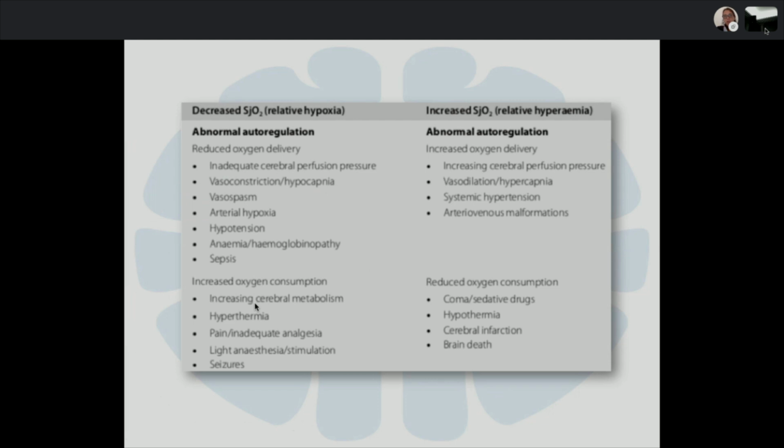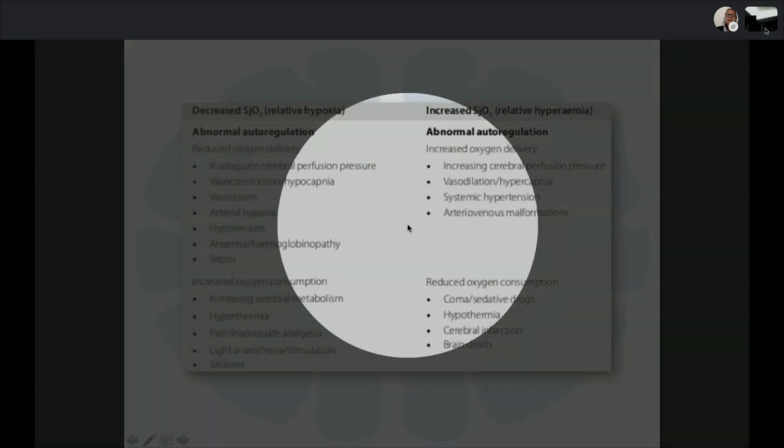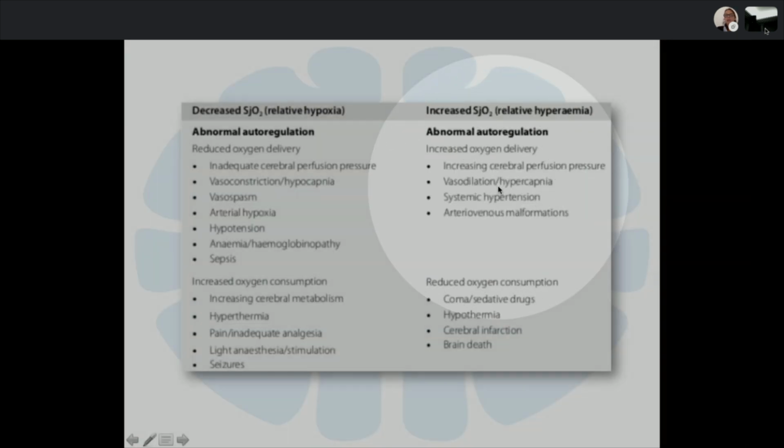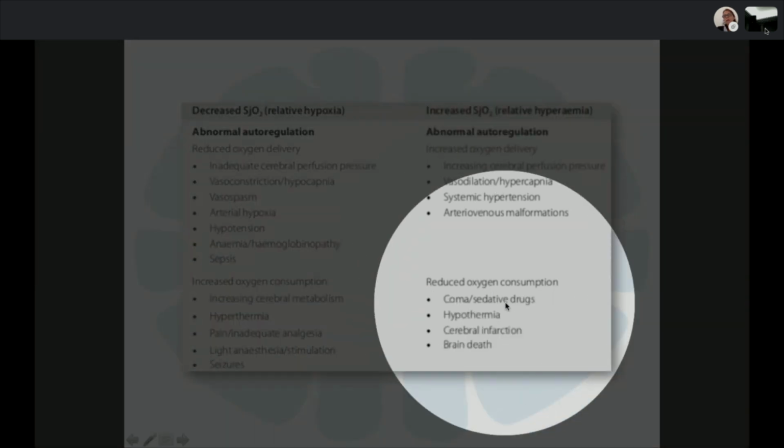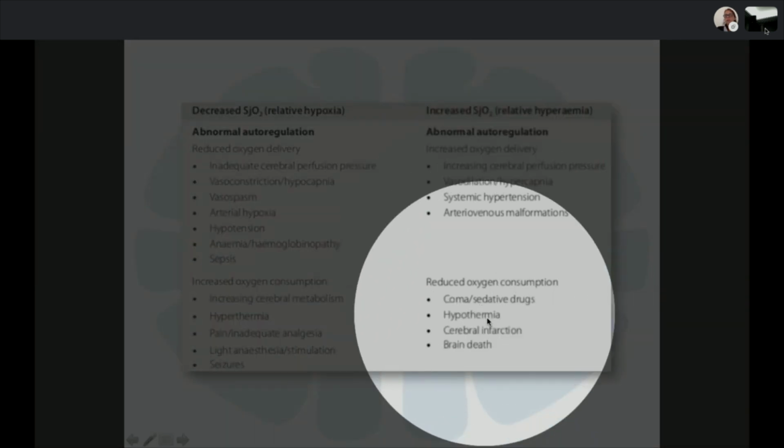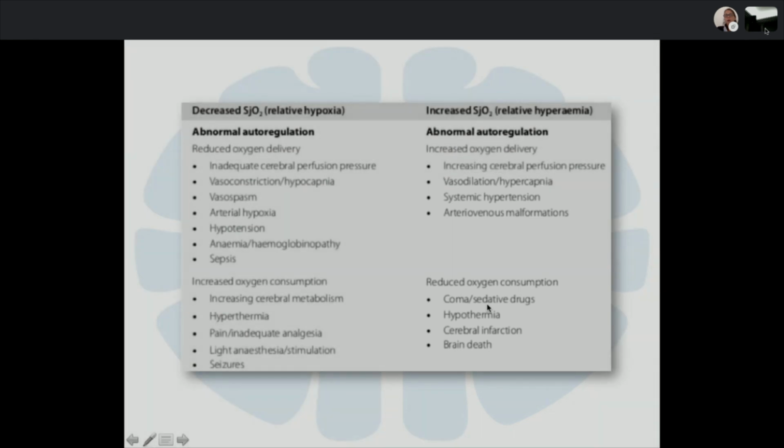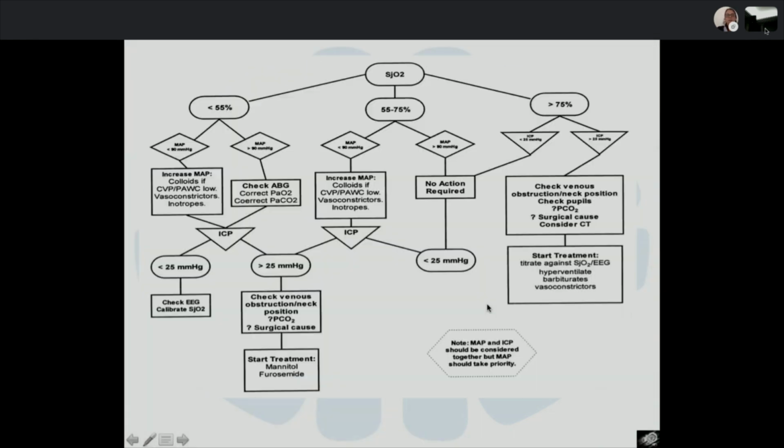There are also conditions where we have increased values of SjO2. These are related to increased oxygen delivery, such as arteriovenous malformation, vasodilation, or excessive cerebral perfusion pressure, or to reduced oxygen consumption, like in hypothermia, coma, or the use of different drugs.